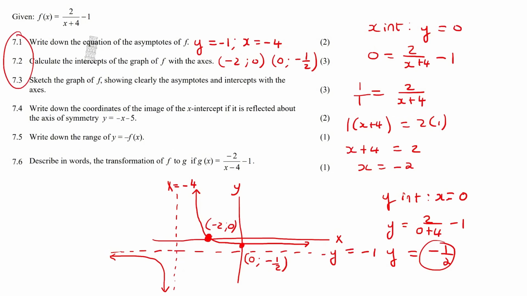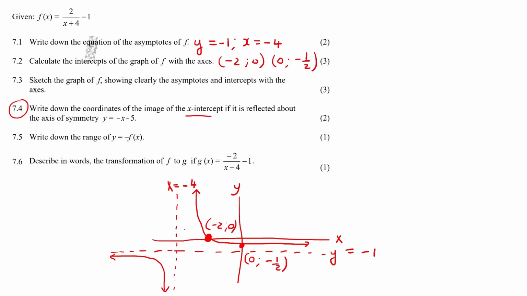Okay, so we've done 7.1 up to 7.3. 7.4: write down the coordinates of the image of the x-intercept if it is reflected across the axis of symmetry y equals -x minus 5. Okay, so we know that all hyperbolas have axes of symmetry. They've got two. They've got one that goes through where the asymptotes intersect like that, and then they've got another one that goes like that.